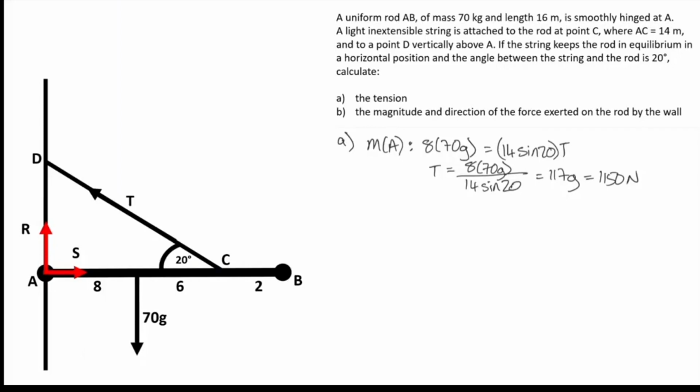Next, we're asked to find the magnitude and direction of the force exerted on the rod by the wall. So we're talking about the force made by the components S and R. So the vector SR is what we're out to find. Once we've found that vector, can we find its magnitude? Can we find its direction?